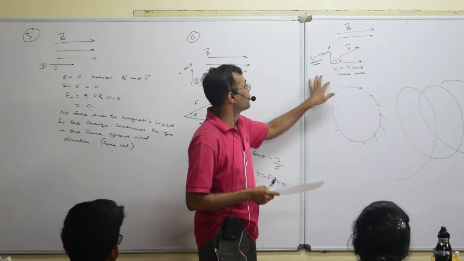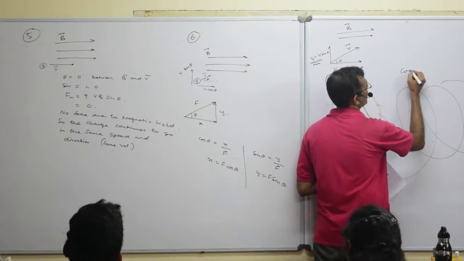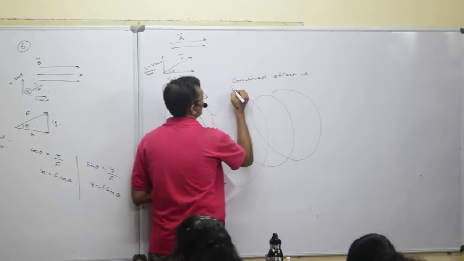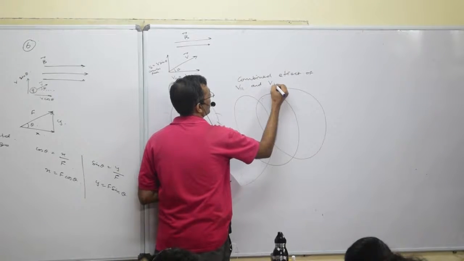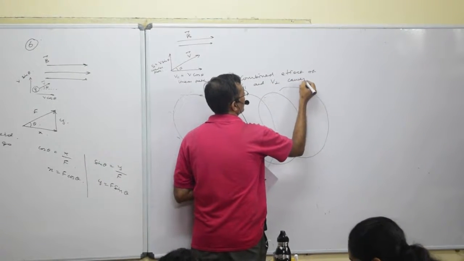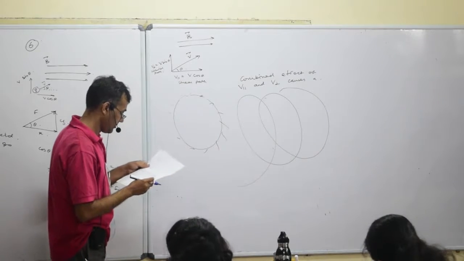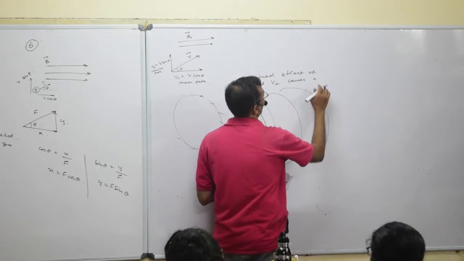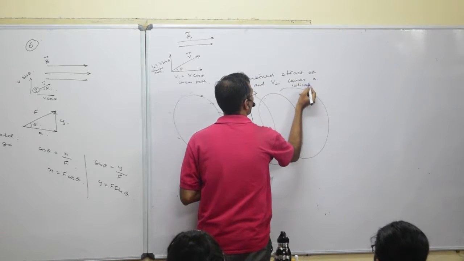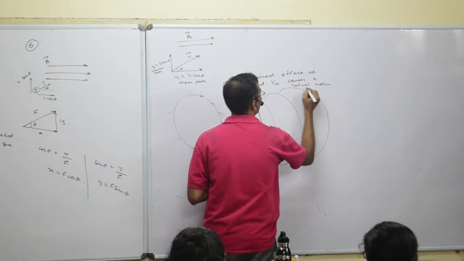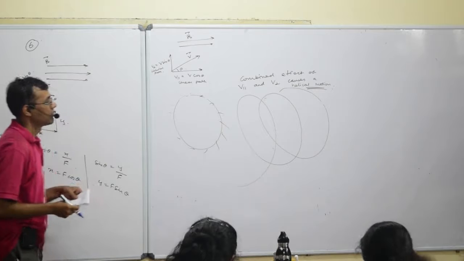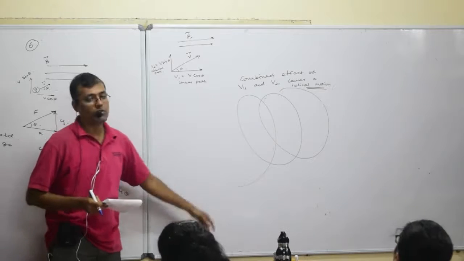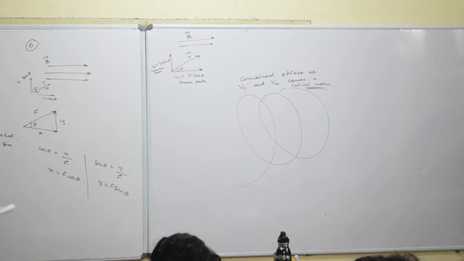So is this clear? The combined effect of V parallel and V perpendicular causes a helical motion. Okay. Any doubts here? This is just an example, you don't have to take this down. If you imagine that fireworks thing which I told you, it's very easy to imagine.